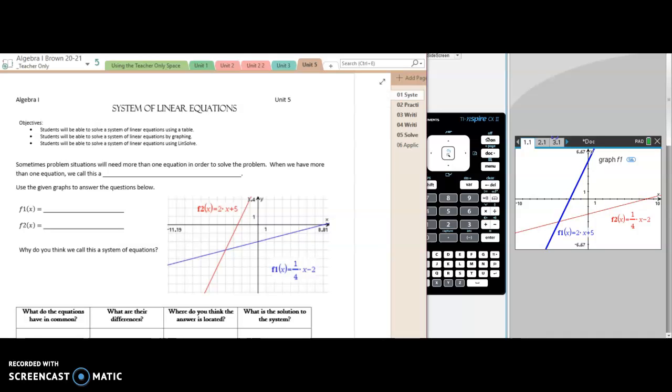Well, first of all, what I want you to be able to do is to solve a system of linear equations using a table. And then whenever you look at a graph, I want you to be able to solve a system of linear equations by graphing. And then lastly, I want you to be able to solve a system of linear equations using LenSolve. And after we get through with the first two, I think you will find the last one is going to be your favorite.